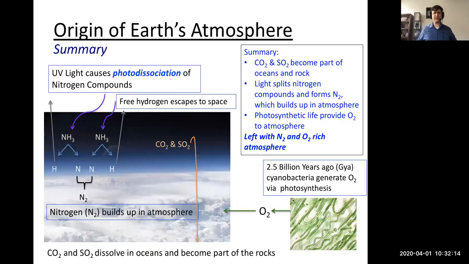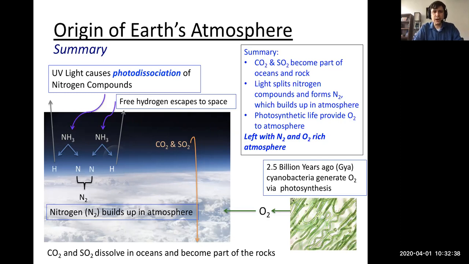So I want to go ahead and end this video with a quick summary slide, just to put all three of those into a nice short statement. So how do we go from the secondary atmosphere that's full of carbon dioxide and other gases, including sulfur dioxide and nitrogen compounds, to our current nitrogen-dominated atmosphere with a good bit of oxygen, that we're all happy about because we like to stay alive by breathing oxygen?